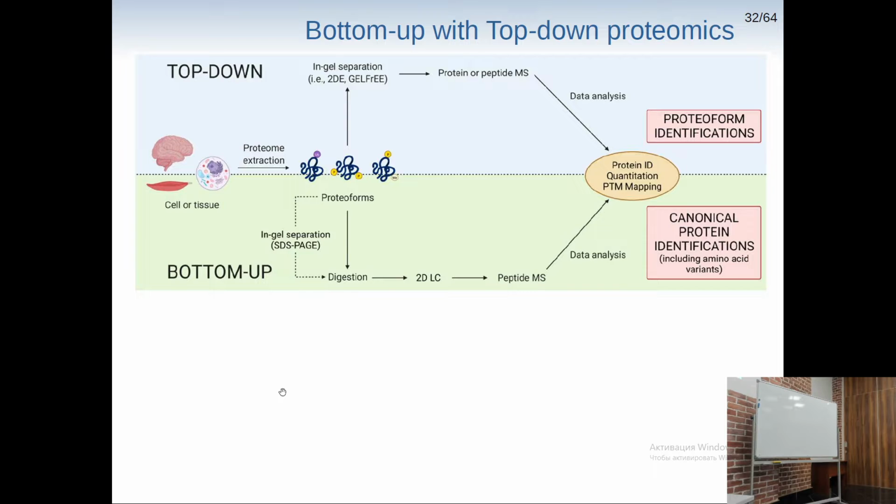So, just another illustration of the same process. Bottom-up, we get our proteins, we just digest them, and we do identification by peptide. Top-down proteomics: we first separate our full proteins, then we do either protein or peptide mass spectrometry. Protein mass spectrometry is nice for post-translational modifications, and then peptide mass spectrometry to pinpoint the actual place of this modification, and of course the data analysis.